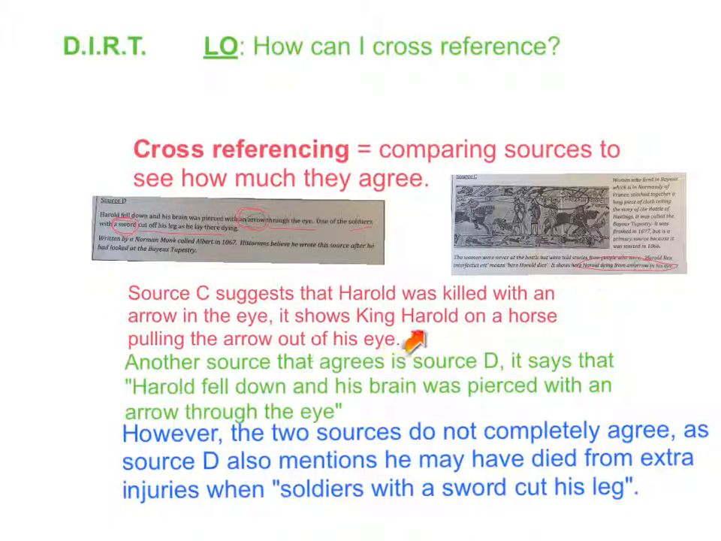So we said what one source showed us: source C showed us that Harold was killed with an arrow in the eye. We said another source, source D, also agreed that he may have been killed through an arrow through his eye. But then we also pointed out in what ways the sources didn't agree with each other. Source D also mentioned he may have died from extra injuries when soldiers with a sword cut his leg. So these sources only partly agree on the way that Harold was killed. Have a go at cross-referencing two sources in your answer, in green pen in your book.